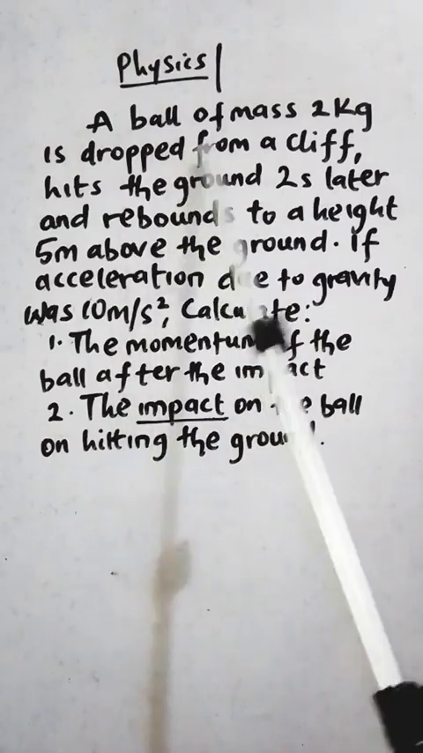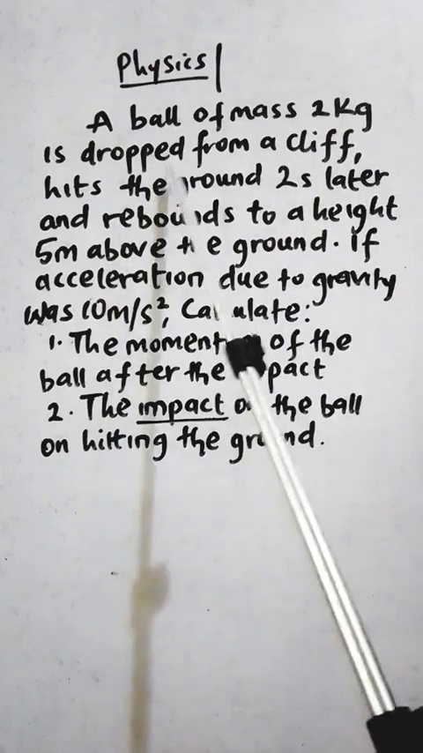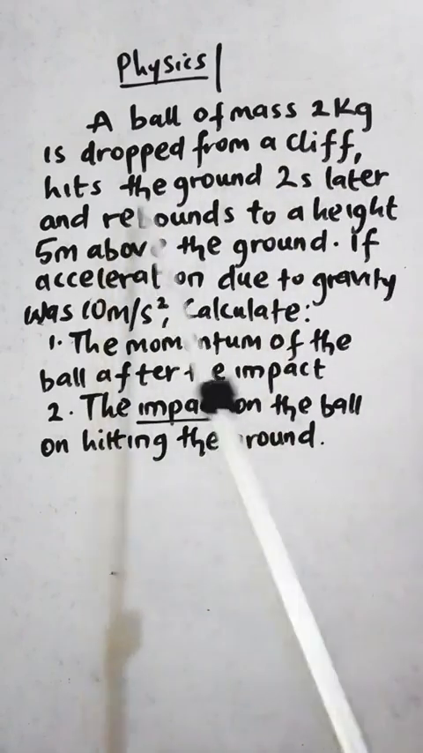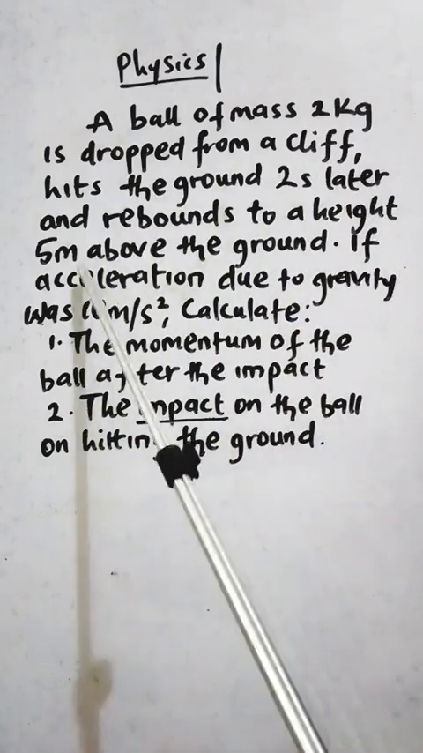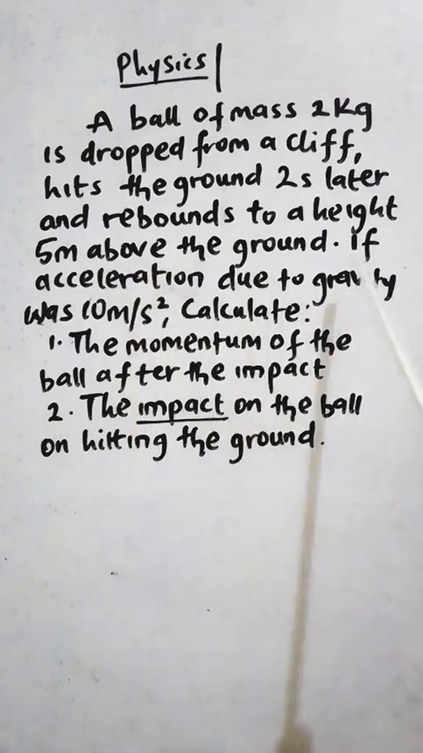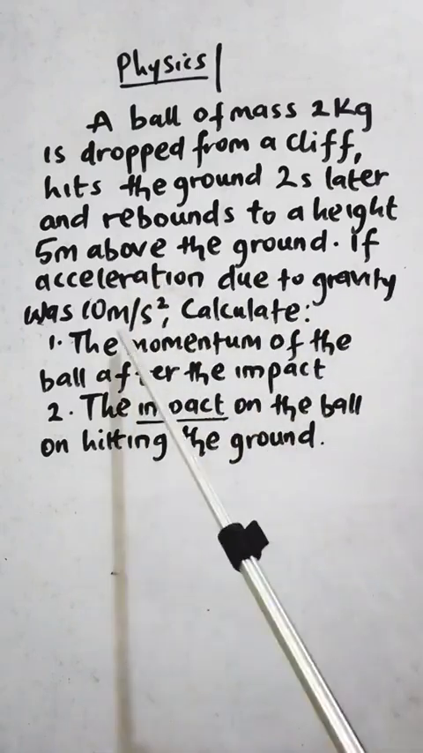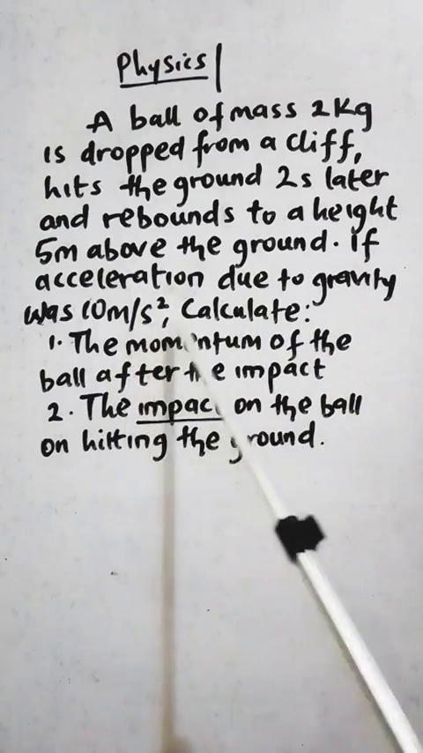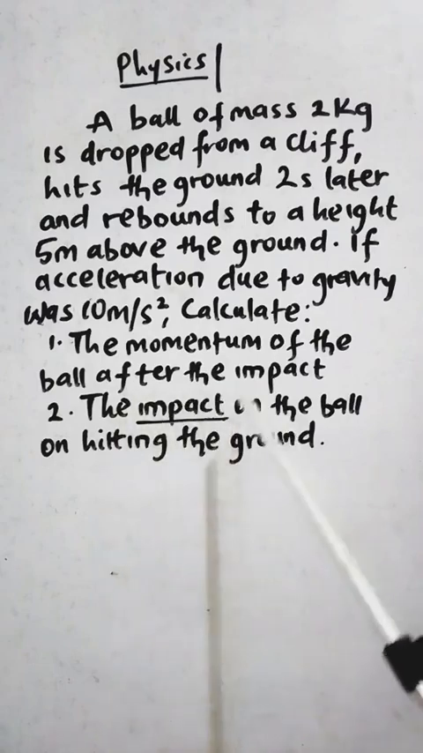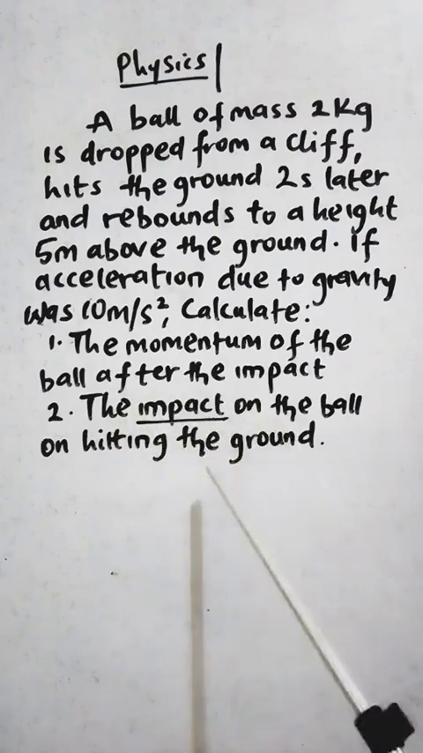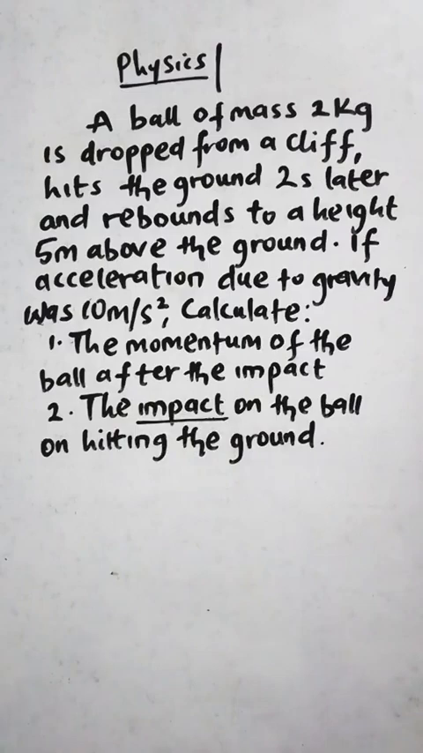It says that a ball of mass 2 kg dropped from a cliff, hits the ground 2 seconds later, and then rebounds to a height of 5 meters above the ground. If the acceleration due to gravity was 10 meters per second squared, calculate the momentum of the ball after the impact and the impact on the ball on hitting the ground.